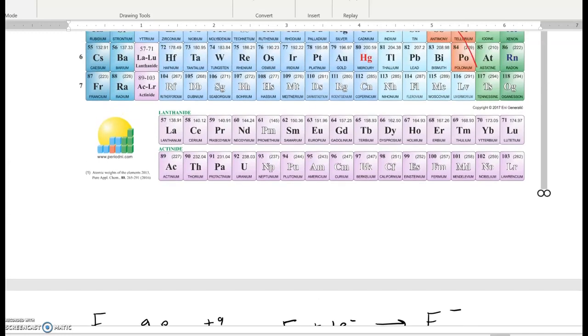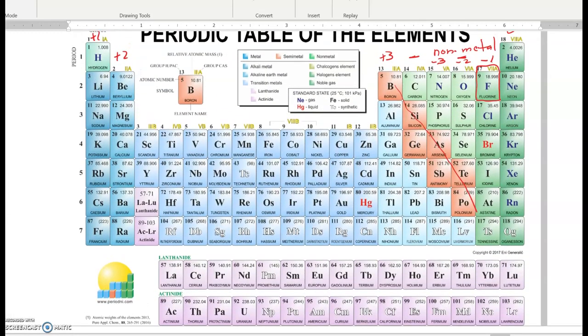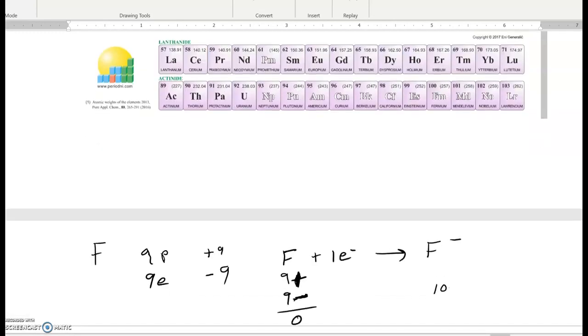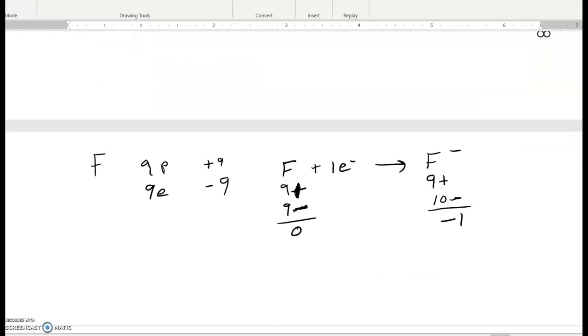So we can use the periodic table to predict charge. Metals tend to lose electrons and become positive. Nonmetals tend to gain electrons and become negative ions. A negative ion, the fluorine on this side, is called an anion. An anion is a negatively charged ion.